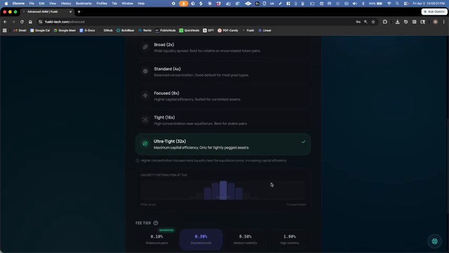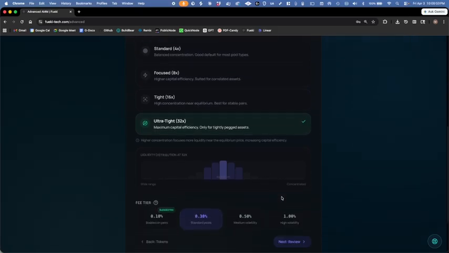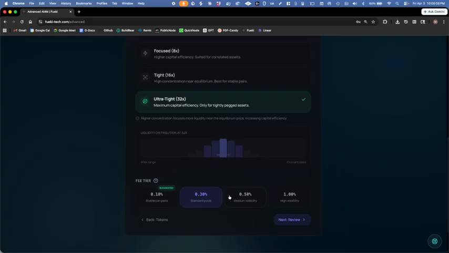And because of this range of configuration that you can choose with these pools, there are different fee tiers that you can choose to configure for the pool that you deploy. So if it's high volatility, you might want to charge a higher fee to undo some of the impermanent loss that can happen in deploying these types of pools.